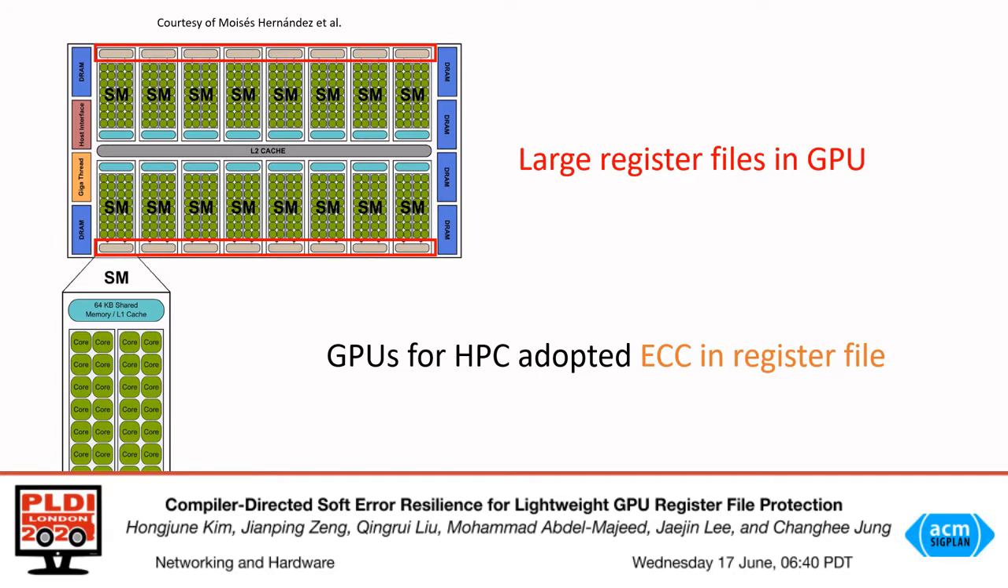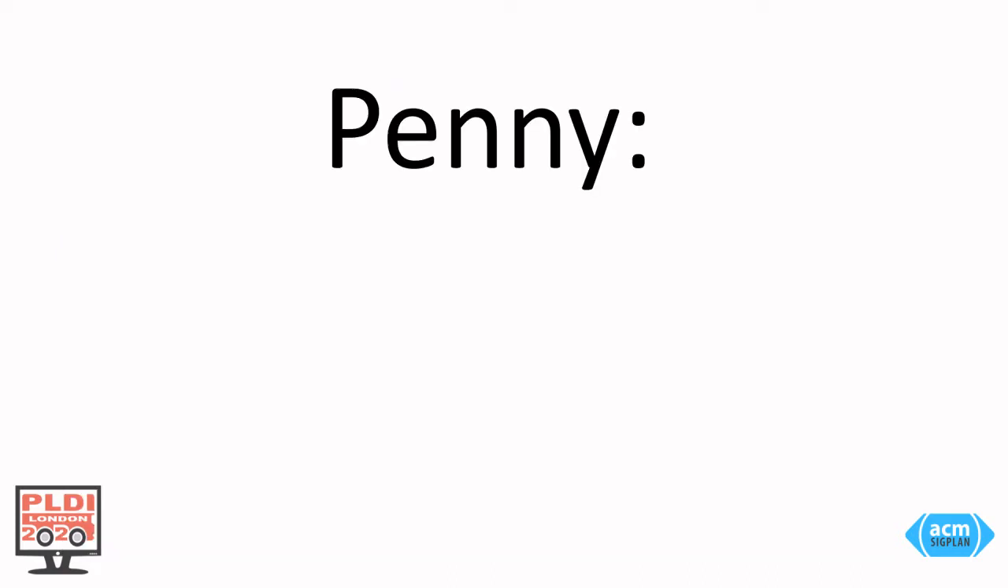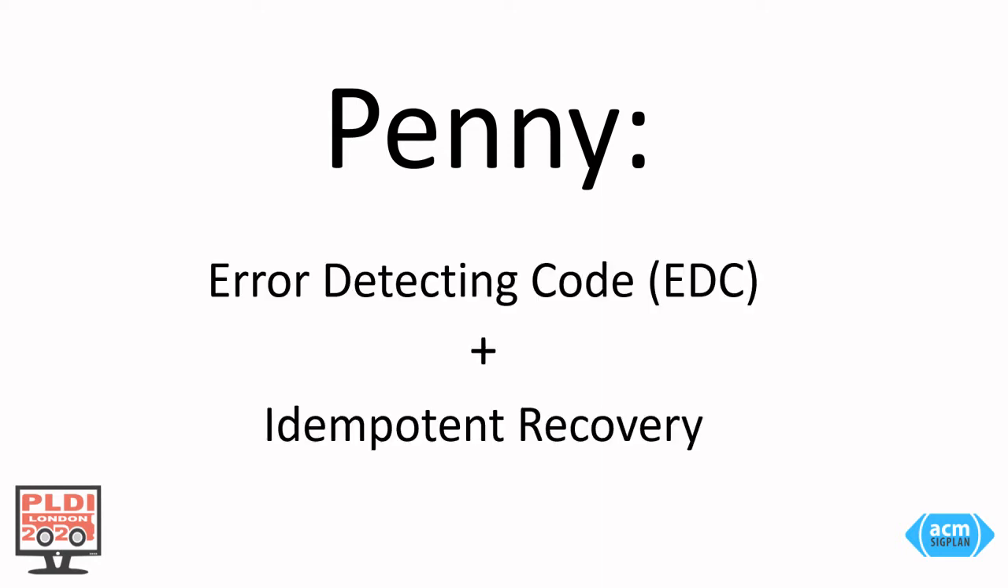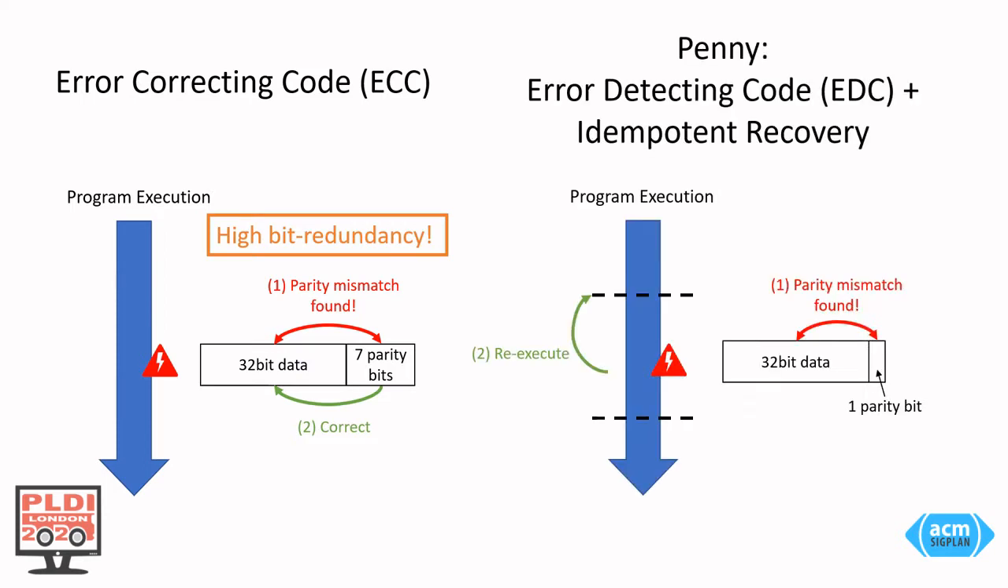Modern GPUs used in HPCs adopt ECCs to protect large register files from soft errors, but they cause high hardware overheads and energy consumption. To replace ECCs in the register files, we propose a compiler-directed resilience scheme, Penny, which combines error-detecting code with idempotent recovery. For ECC, errors in registers can be corrected using the additional parity bits. However, this error correction requires a high bit redundancy. Instead, Penny uses a much less expensive error-detecting code to detect errors, and the error is corrected by re-executing the current idempotent region.